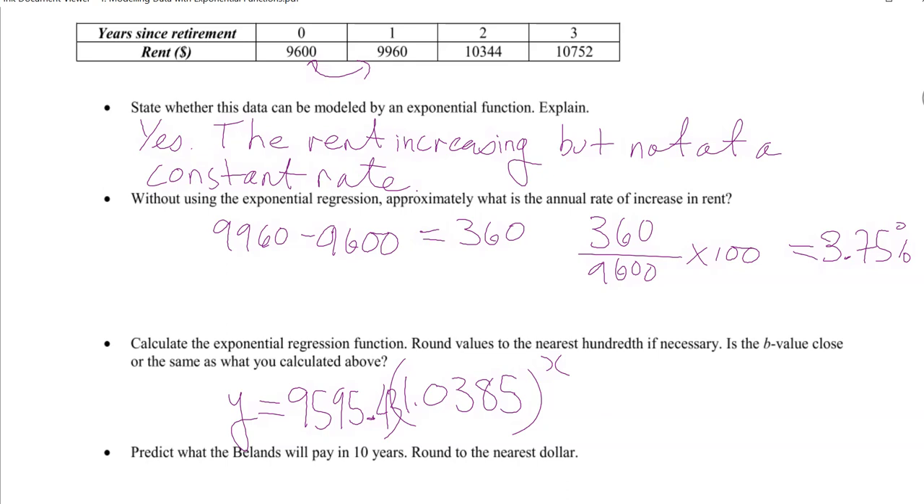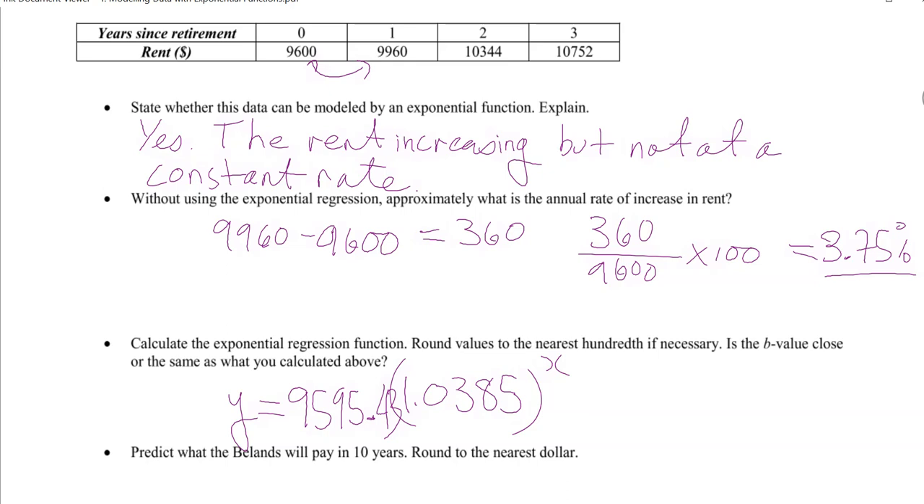Is he saying round values to the nearest hundred? And we kind of are, but it's not sort of obvious. Is this b value close to the value we calculated above? Well, we didn't really calculate a b value, right? We calculated the increase. We said it went up by 3.75%. But we're looking at 1.0385. So what does that really mean? Let's find out.